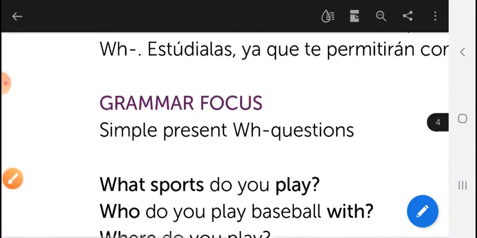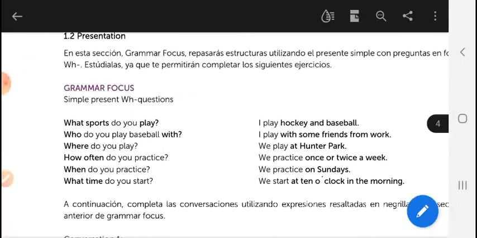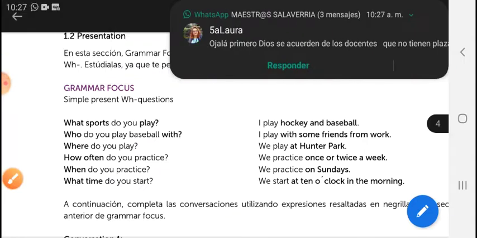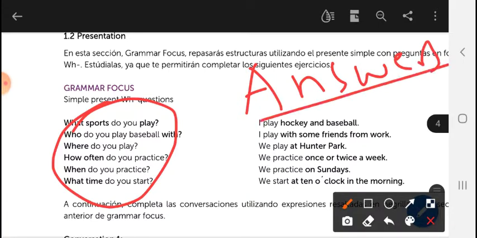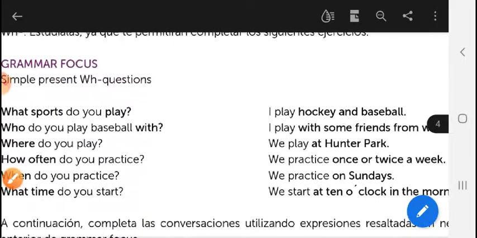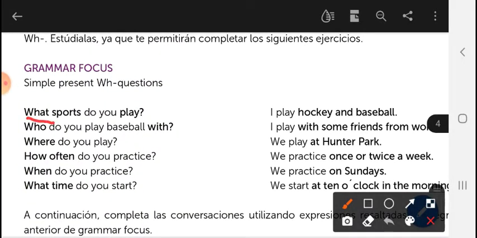So, let's continue. Simple present WH questions. Esas son las questions, las preguntas. And in this side you have the answers, las respuestas, ¿ok? Quiero que se fijen una cosa. Aquí le pregunta, what sports, y empieza con what porque es la WH question.